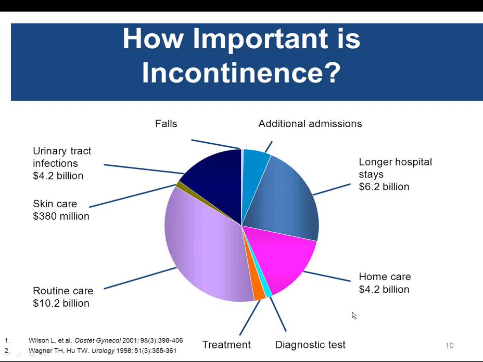And what that means is that a lot of times patients who suffer from incontinence, and the loved ones who take care of them, often find the incontinence is so bothersome and so debilitating that it forces them into assisted care living, and that accounts for roughly $4.2 billion a year.